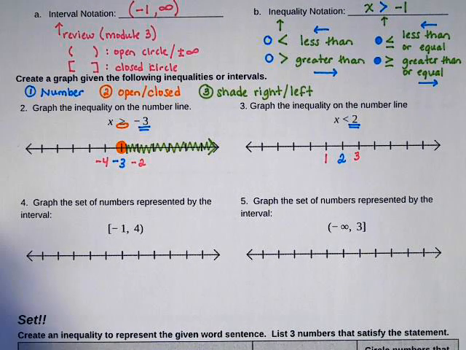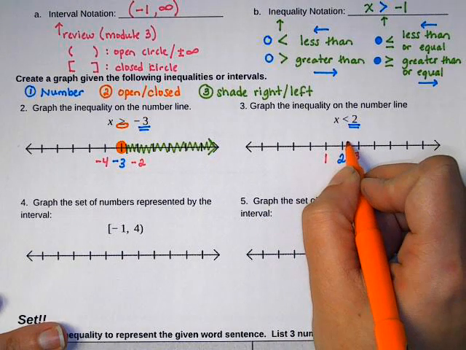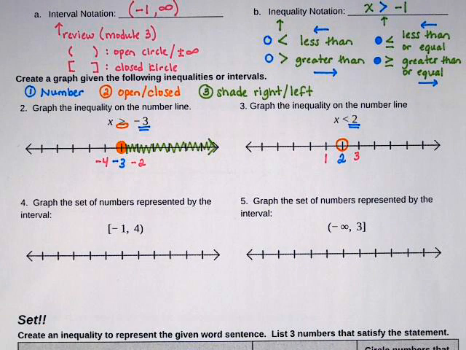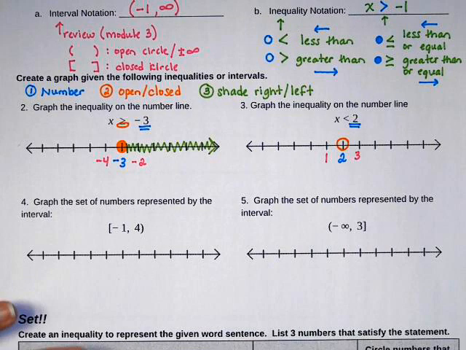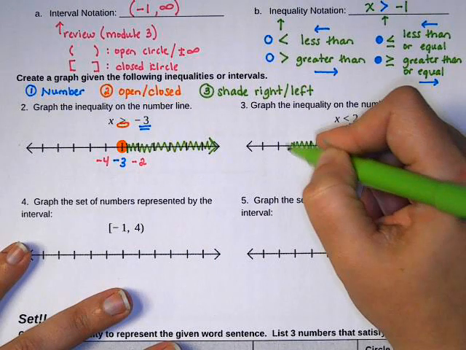Next, I'm going to decide if this is an open or a closed circle. Because there is no equal to here, I'm going to make this an open circle because we do not need to include the number 2 in our choices. Since this says x is less than 2, we want to find all of the numbers that are lower than the number 2. On a number line, that means we would shade to the left.